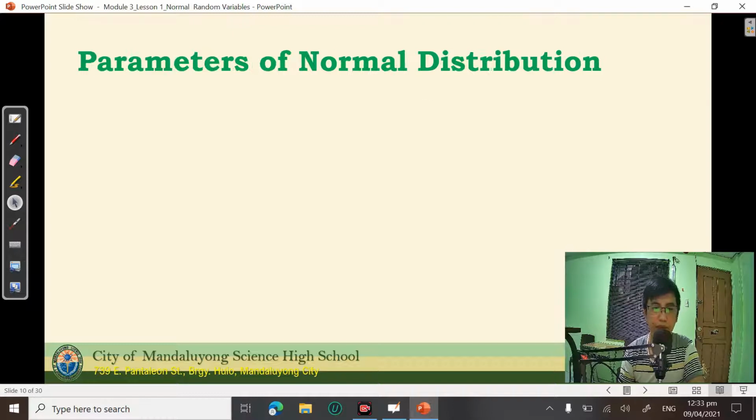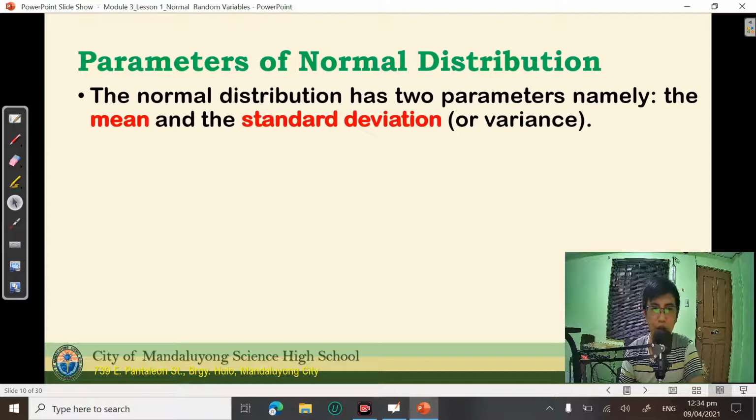So, what are the parameters of a normal distribution? There are actually two parameters of a normal distribution. We have the mean and the standard deviation, or the variance. We focus on the standard deviation because it is more useful compared to variance. But actually, the standard deviation is just the square root of variance. If you take the square root of the variance, that's the standard deviation. If you square the standard deviation, that's the variance.